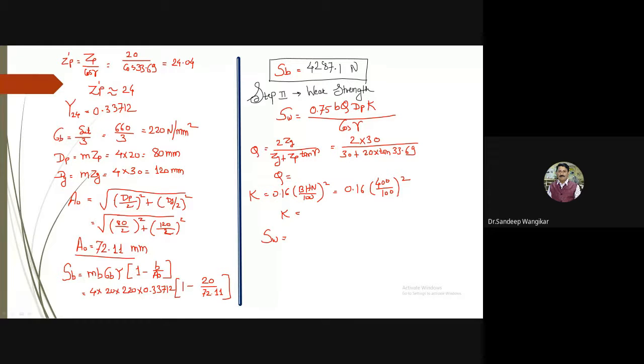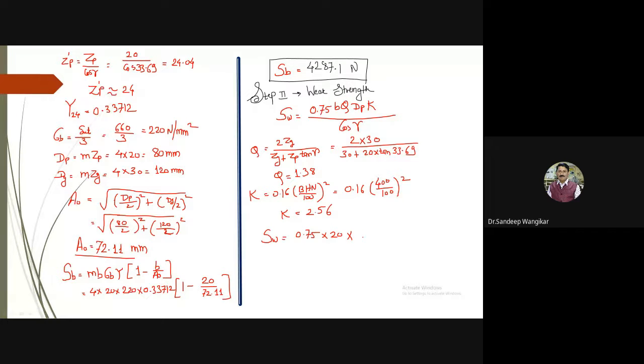What is the value for K? Question 1.38, value for K. 2.56. Okay, till values 2.56, 1.38. Okay, so I will substitute here 0.75 into B.